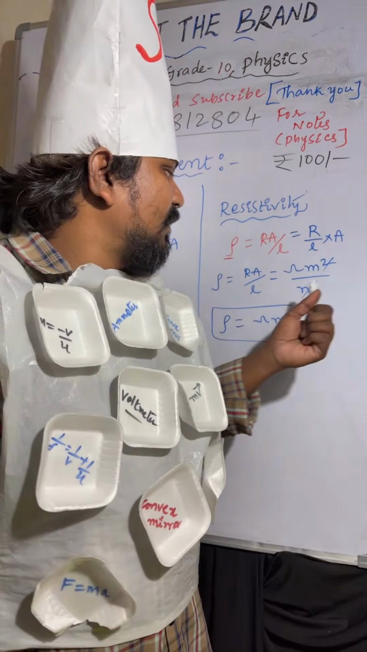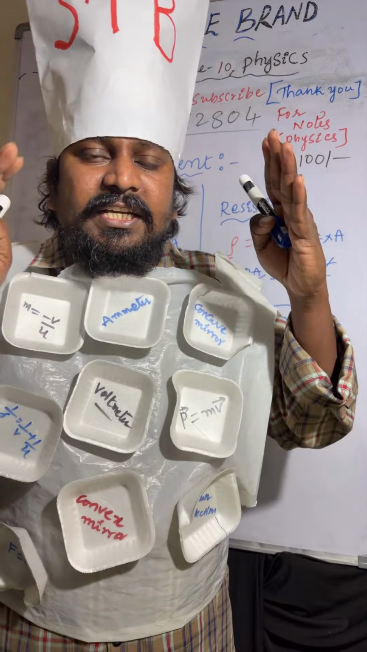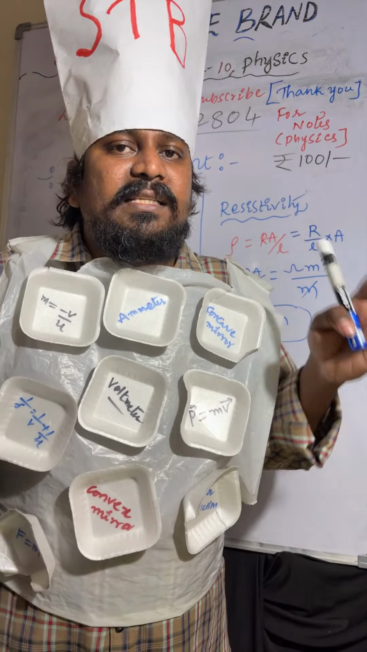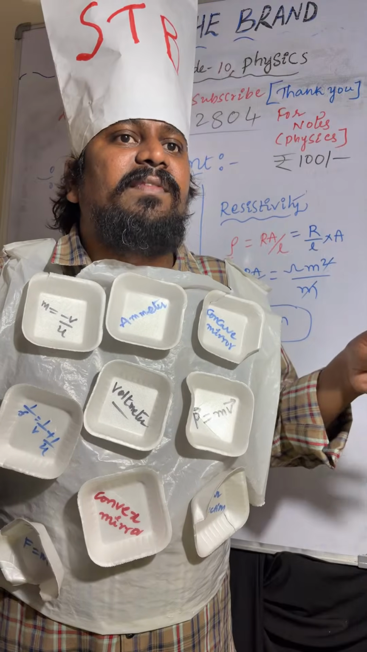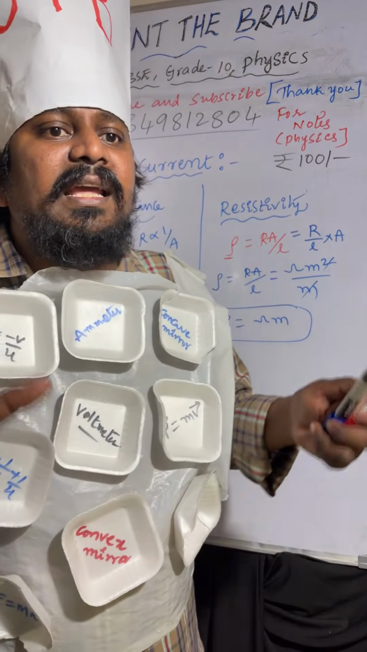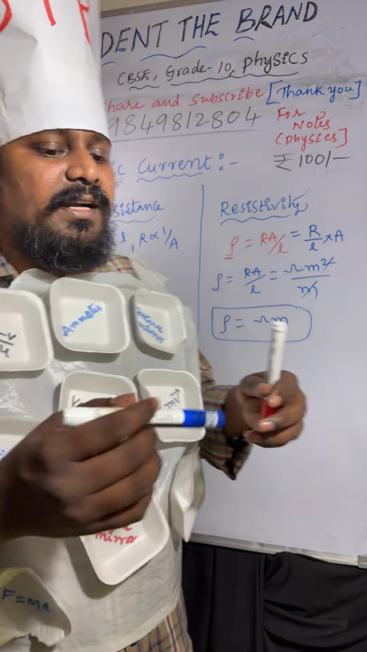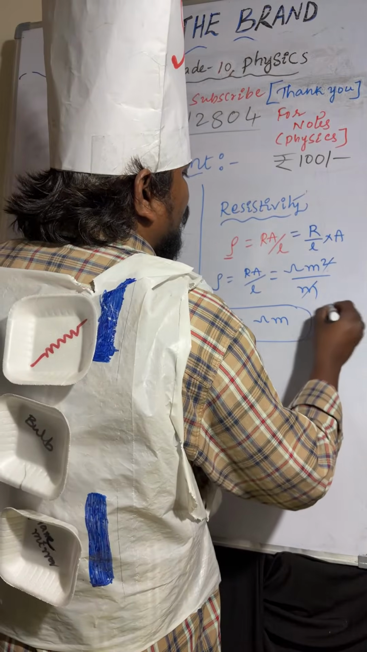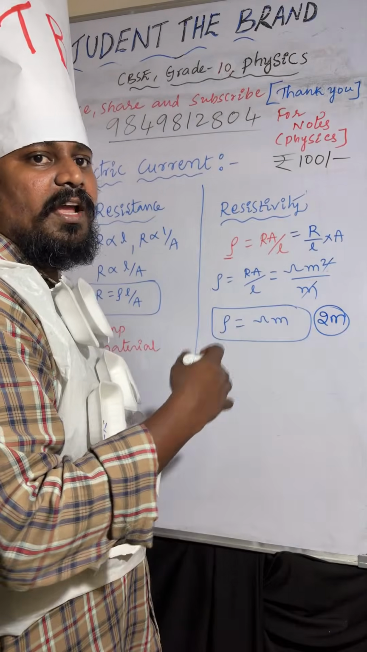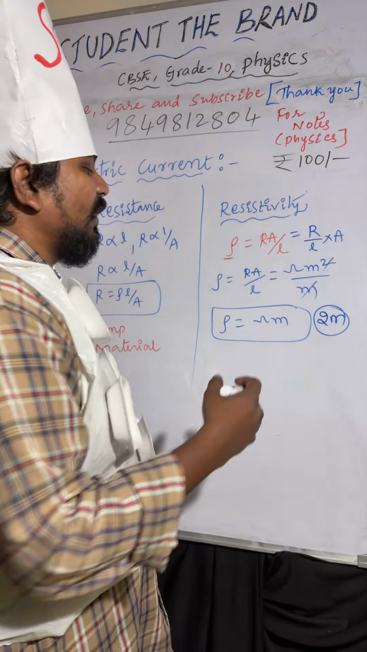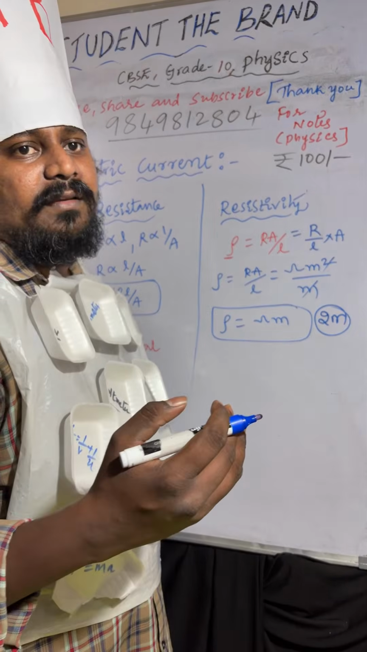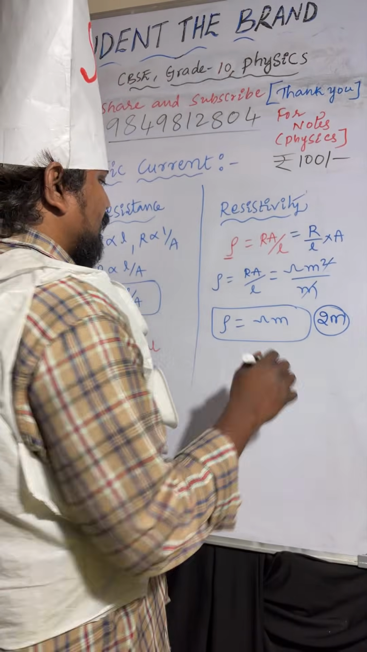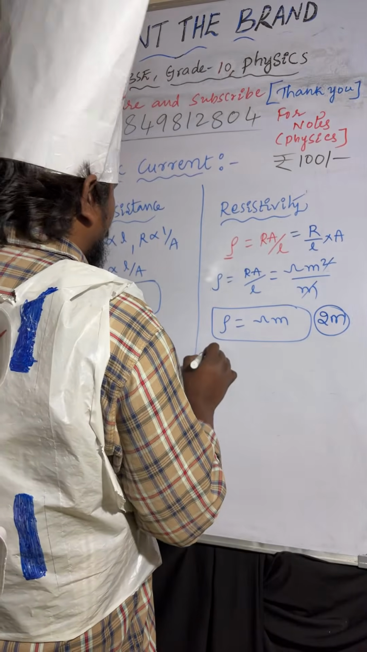Now you can observe here, the SI unit of resistivity is very important. Definitely an expected question, a 2 marks expected question. So rho is measured in ohm meter. Understood? So this is very important.